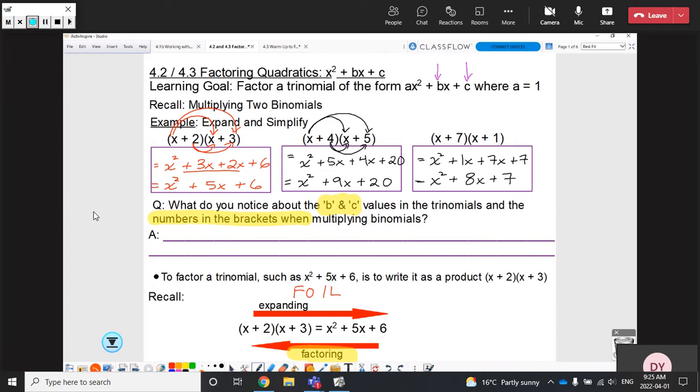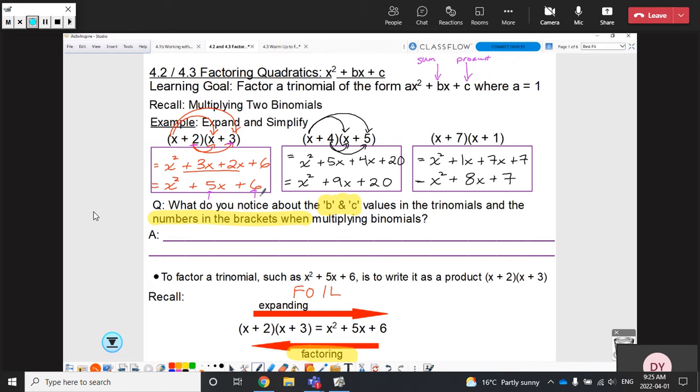Okay. So Shaq says the b value is essentially the sum of the two numbers in the bracket, and then the c value is essentially the product of the two numbers in the bracket. And that's exactly true. Have a look. We have the numbers 2 and 3, right? 2 plus 3, if we add them, we get 5. If we multiply them, we get 6. And that's going to be true for all three of these.